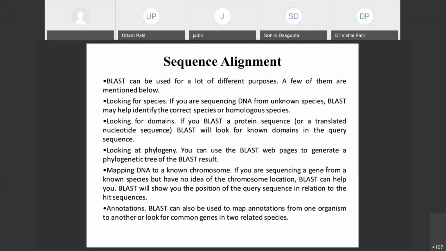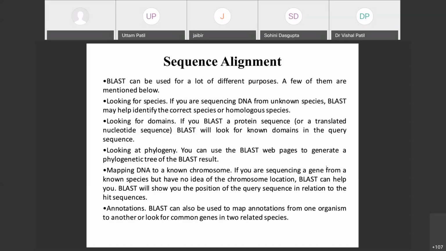Then comes a different kind of use, which is mapping DNA to a known chromosome. If you are sequencing a gene from a known species, but you do not know the chromosome location, BLAST can help you. It will align the given gene onto the chromosome immediately, and you will know the coordinates of the given gene on a chromosome.